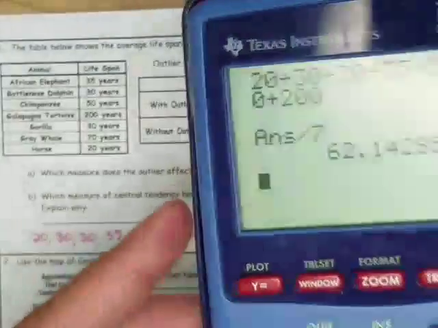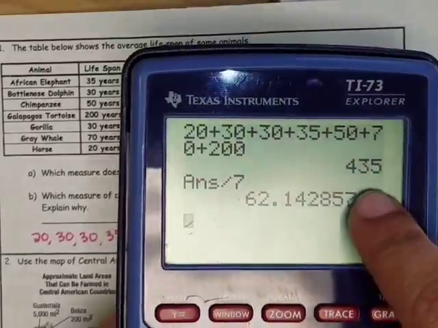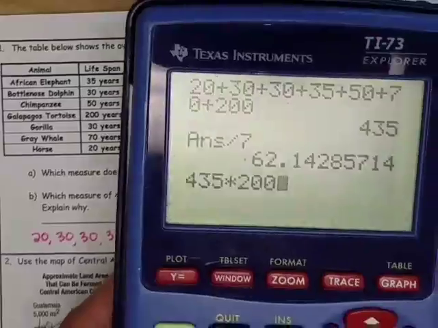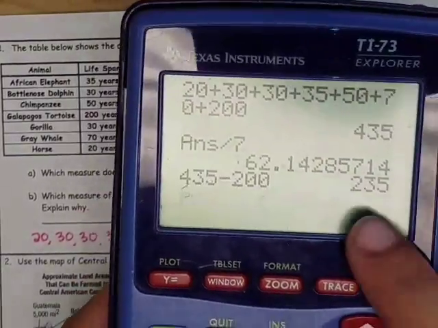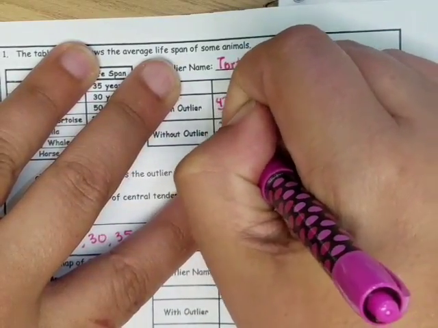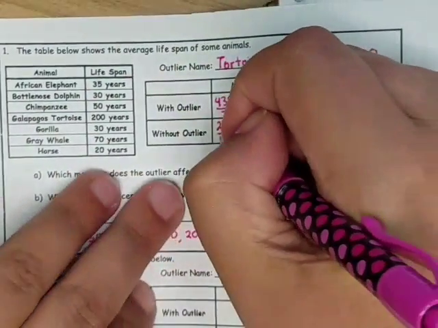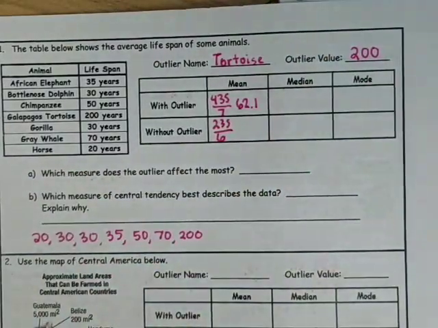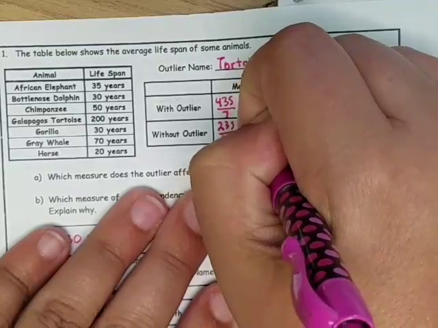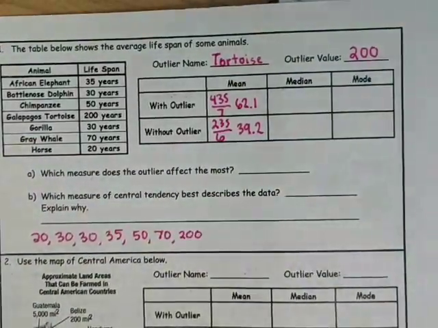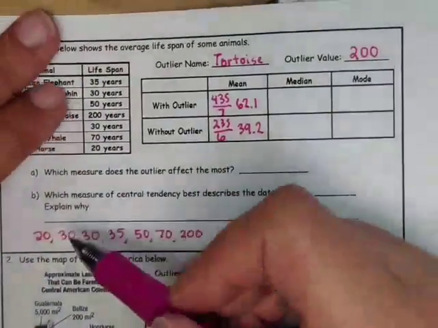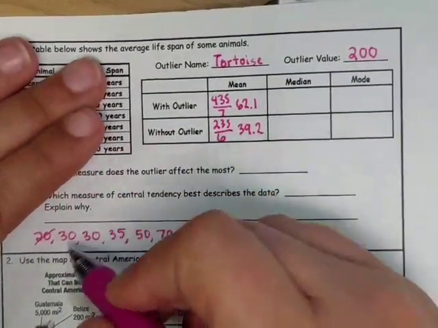Then if I take the outlier out, what I'm going to do is take this total 435 and subtract the 200 because I'm going to take the 200 out. Whoops, almost times it. 235 is now my new total. So 235. And this time, since I took that out, now I only have 6 pieces of data, so 235 divided by 6 gives me 39.2 years.